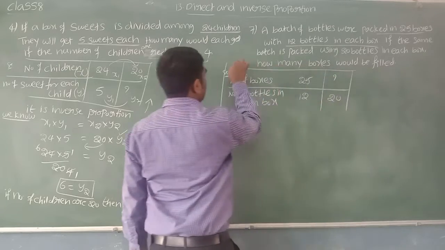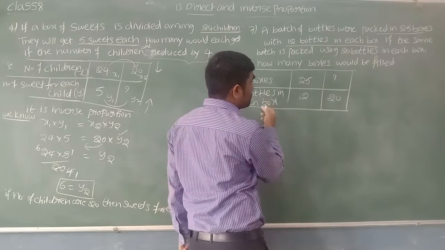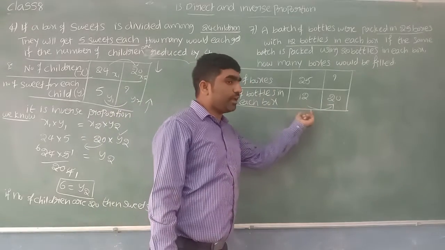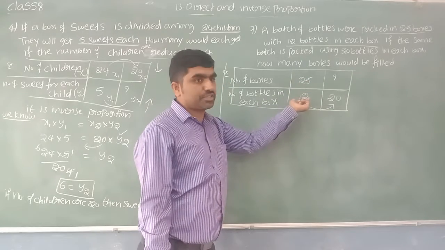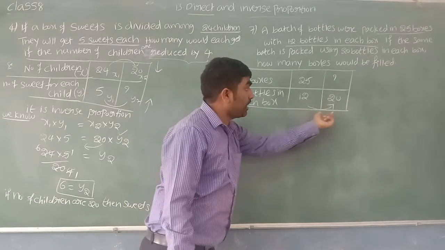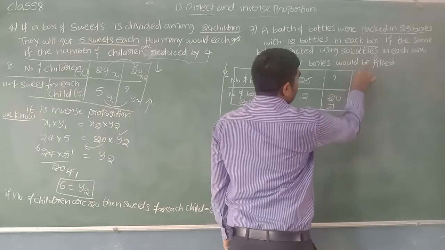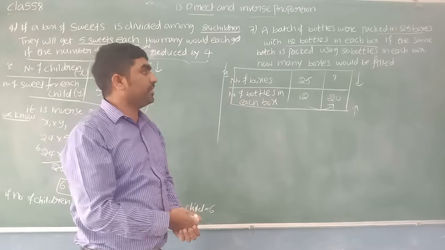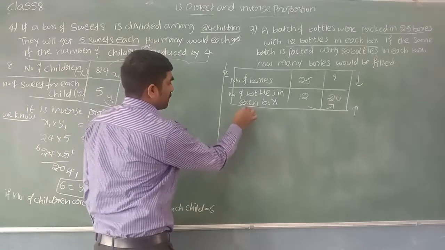See, here the number of bottles in each box is increasing. If there are 25 boxes, they filled 12 bottles in each box. So when the number of bottles in each box increases, the number of boxes will decrease. So here both quantities are in inverse order. It means it is in inverse proportion.